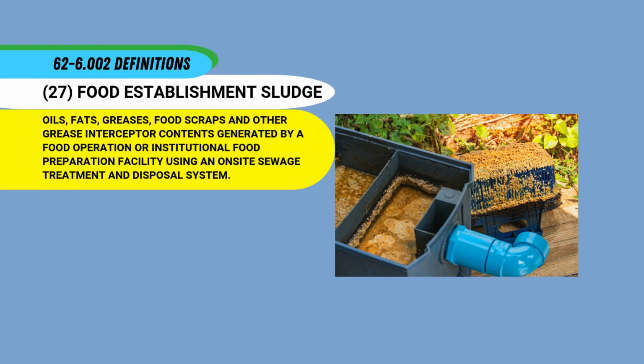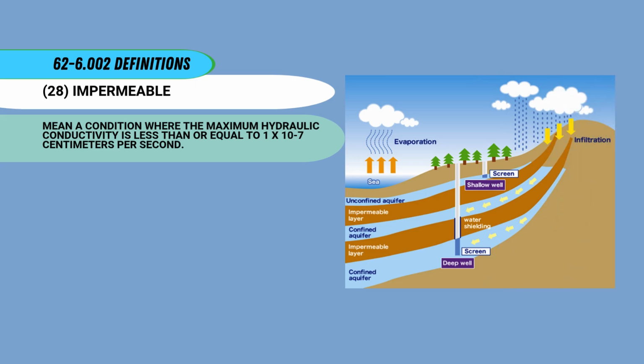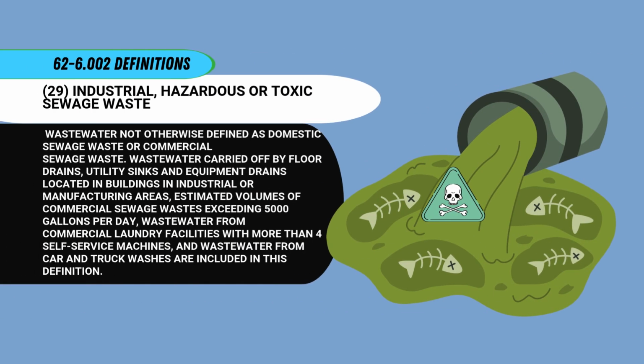Food establishment sludge. Oils, fats, greases, food scraps and other grease interceptor contents generated by a food operation or institutional food preparation facility using an on-site sewage treatment and disposal system. Impermeable means a condition where the maximum hydraulic conductivity is less than or equal to 1 × 10^-7 centimeters per second. Industrial, hazardous or toxic sewage waste.